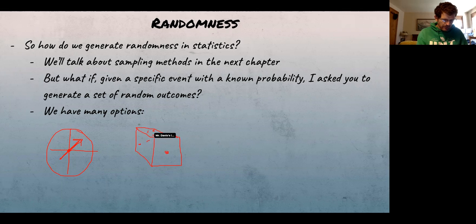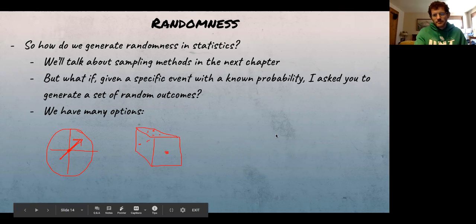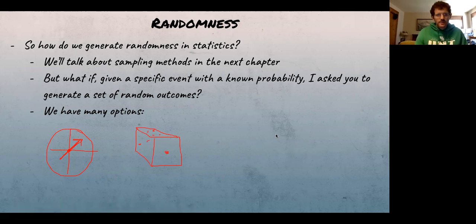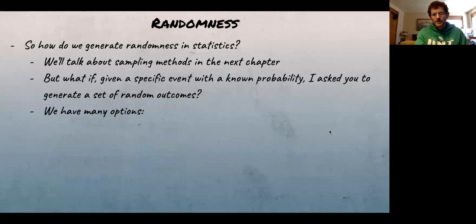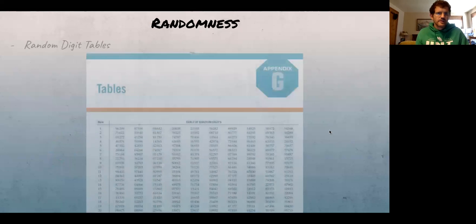I don't need to draw all this. You know what a die looks like. So rolling a die is random. Any kind of these, a deck of cards. Any of these things that we use for random chance type stuff are useful if we want to simulate outcomes. But more practically, we have a couple of options.